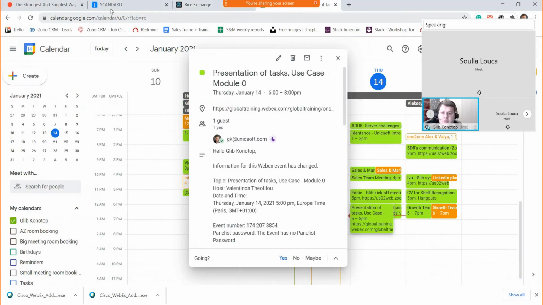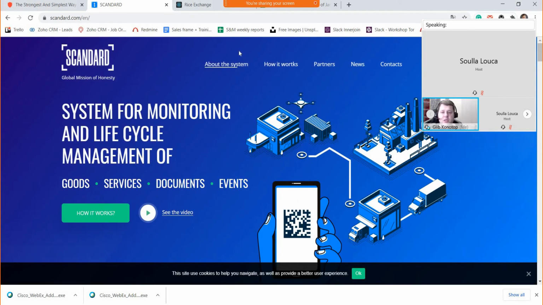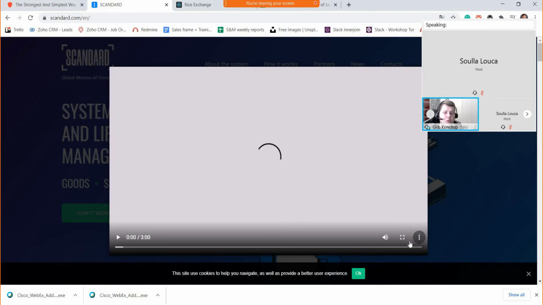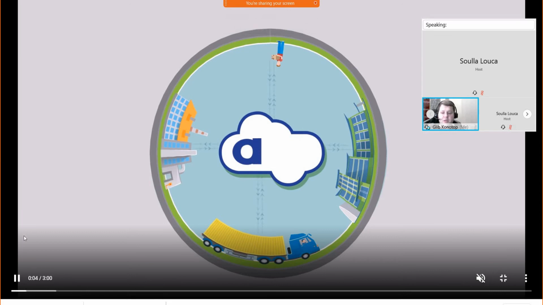Maybe the best way to demonstrate such an application would be just to watch the video, and I'll explain the whole journey inside the application. So just a few words about the startup itself. It's a Ukrainian startup called Scandard, financed by the Ukrainian government in order to fight counterfeit, eliminate fraud, and ensure that all the goods are originally produced. So let's watch the video, and I'll comment on what is happening right here.